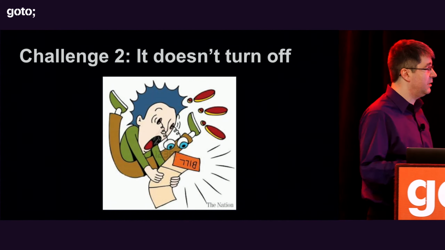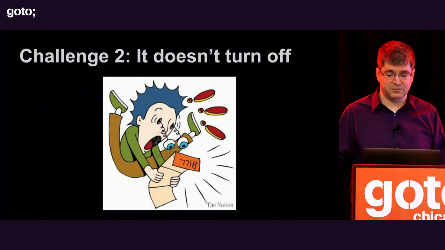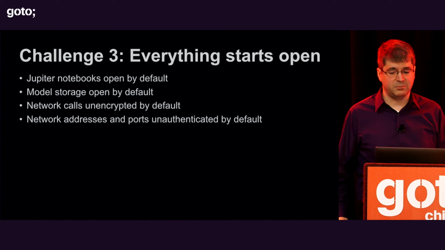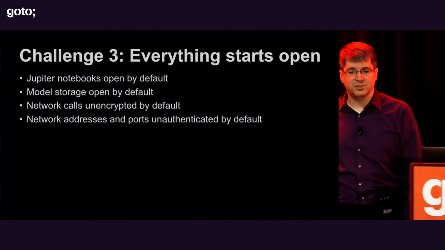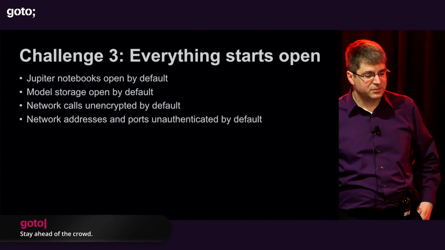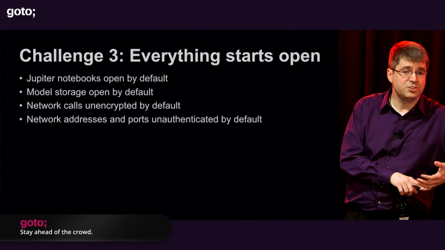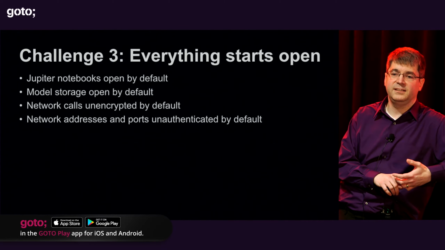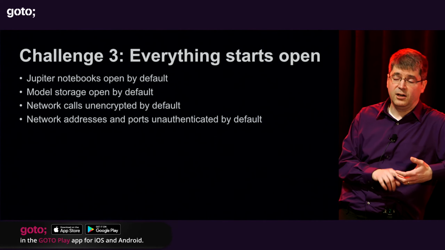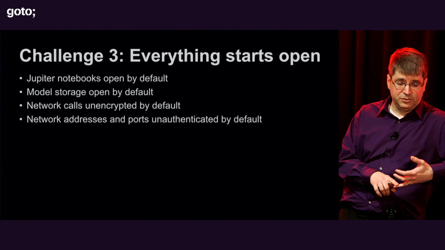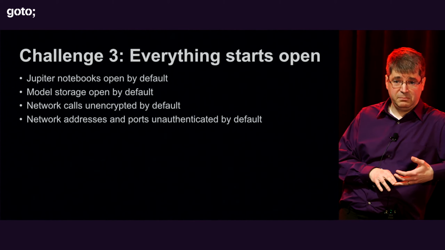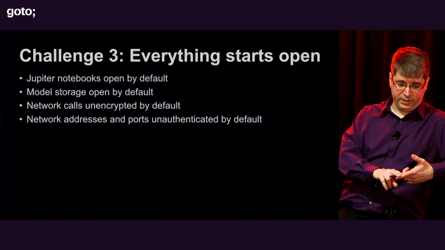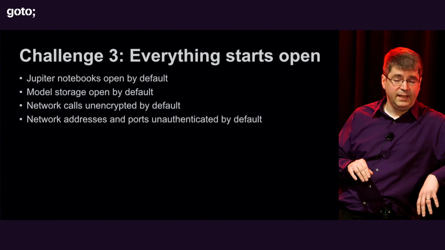By the way, I was going to say this is the most compelling reason for Kubeflow in most organizations, but actually the most compelling reason in most organizations is challenge number 3. Everything starts wide open. So Jupyter notebooks, which is what most data scientists do their work in. That might be an exaggeration. Let's say many data scientists do their work in. Open by default. Model storage, the places where the trained models get stored, also open by default. Network calls, unencrypted by default. Network addresses and ports, unauthenticated by default.